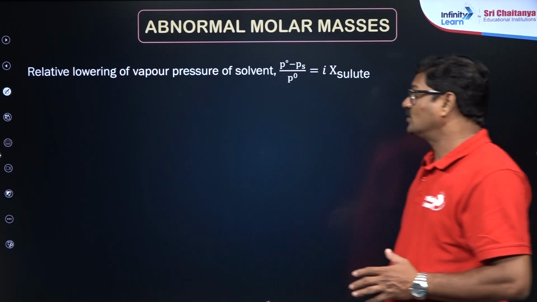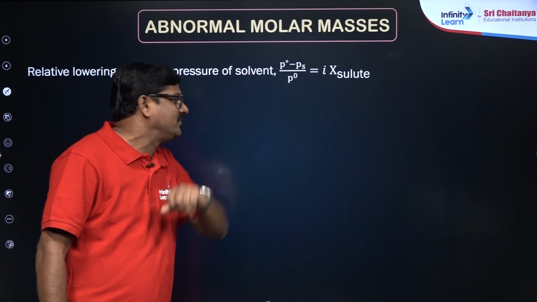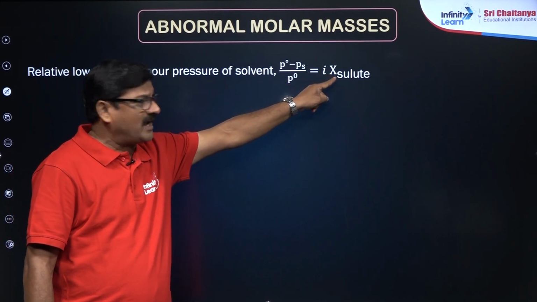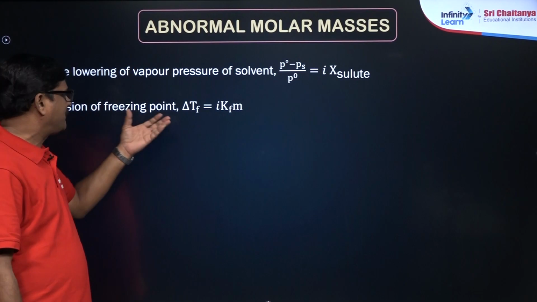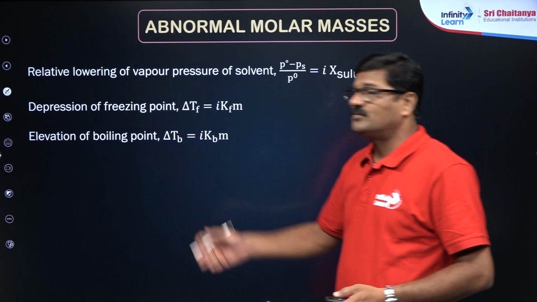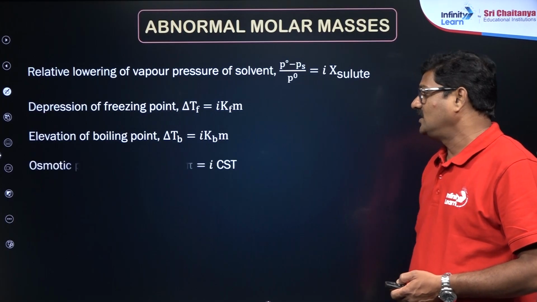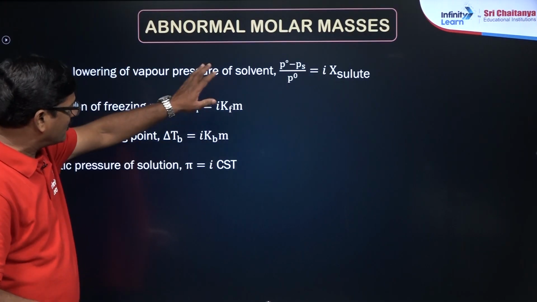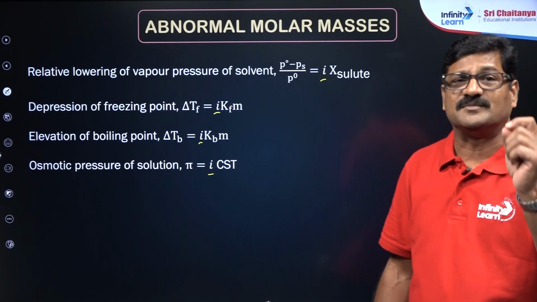And also, for relative lowering of vapor pressure, we have to take this i value and correct the colligative property. Relative lowering of vapor pressure is equal to i into the mole fraction of the solute, and also depression in freezing point delta Tf is equal to i Kf into molality, and elevation in boiling point delta Tb is equal to i into Kb into molality, and osmotic pressure pi is equal to i CRT. So, every colligative property has to be multiplied with the van't Hoff factor i, that is a simple trick.